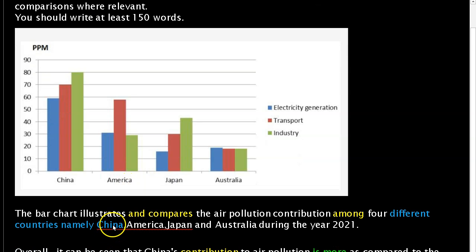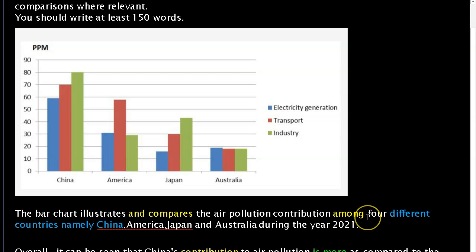The bar chart illustrates and compares. No, it does not compare. Comparing is something that people do. You have to compare the information that you see here. The chart allows you to compare it, but it doesn't compare it. The air pollution contribution. We'll see this word a lot. Among, I would say between, but okay, among, that's in the question. 4 different countries, namely China, America, Japan, and Australia, during the year 2021.